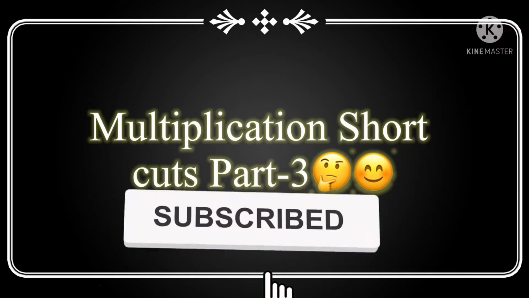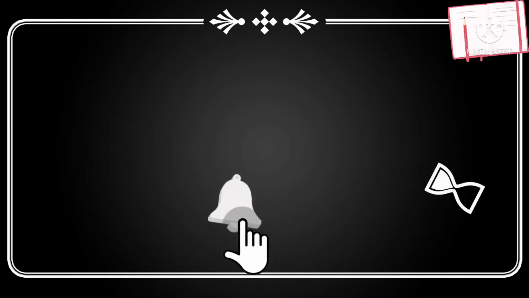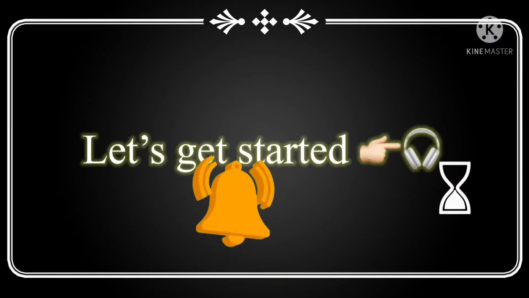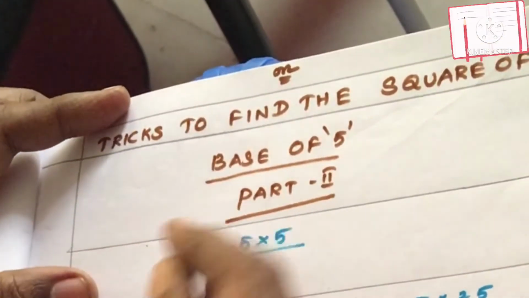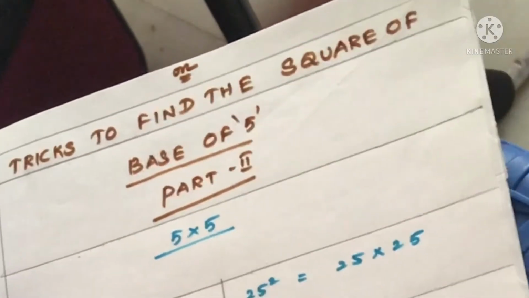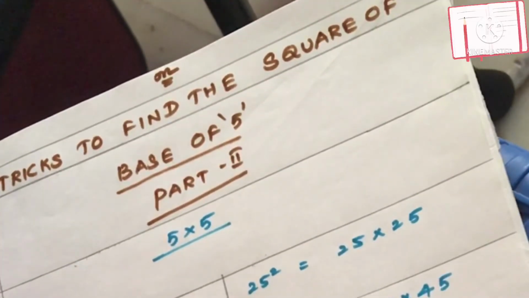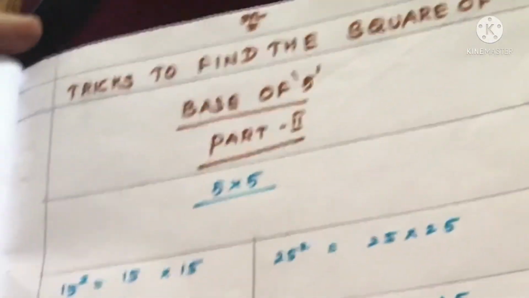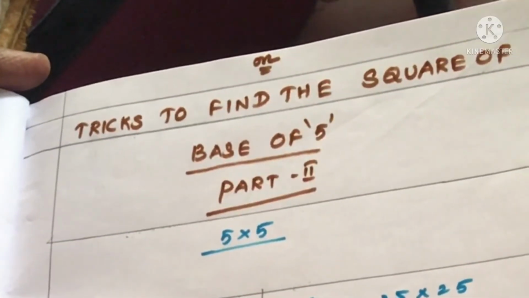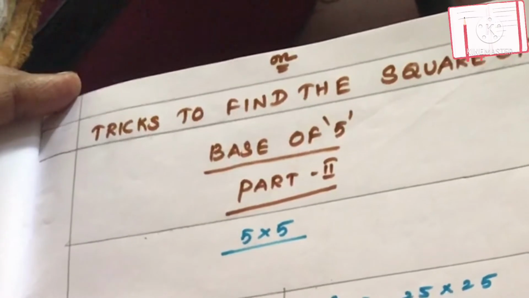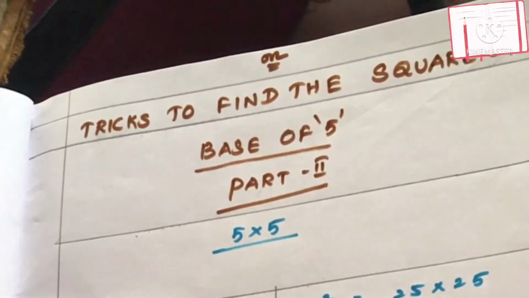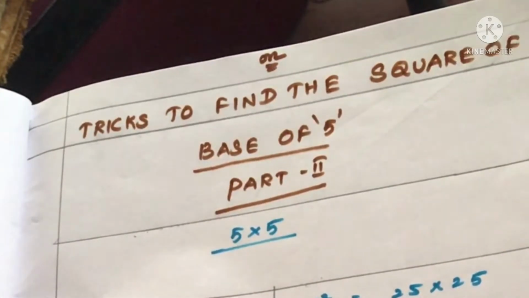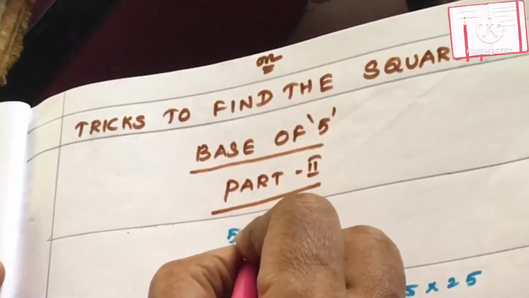Today we are going to see multiplication shortcuts part 3. Let's get started. Tricks to find the square of base 5. Actually, in the multiplication shortcuts we have 3 sections, and now we are going to see the base of 5 part 2. Here, 5 cross 5 is the base of square of base 5, so 5 cross 5 will give you 25.